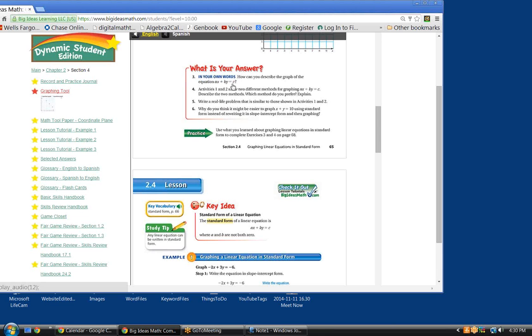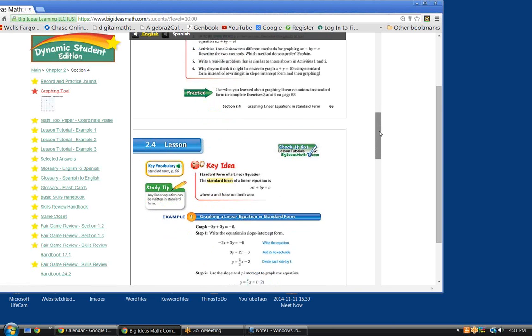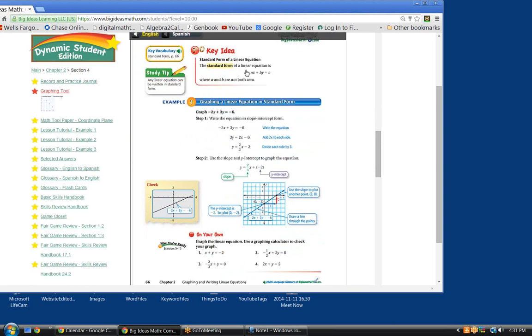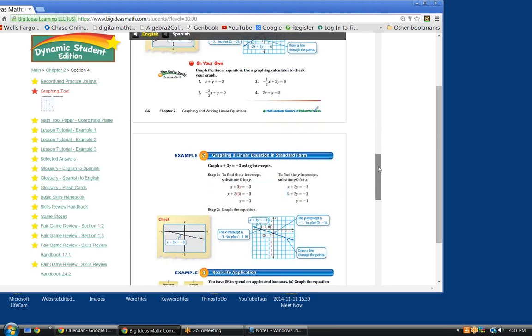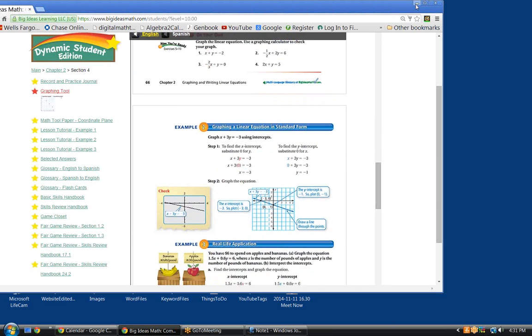That right there is standard form: Ax plus By equals C. Okay, so would that make B the y-intercept or? Well, it's different. Let's graph some.